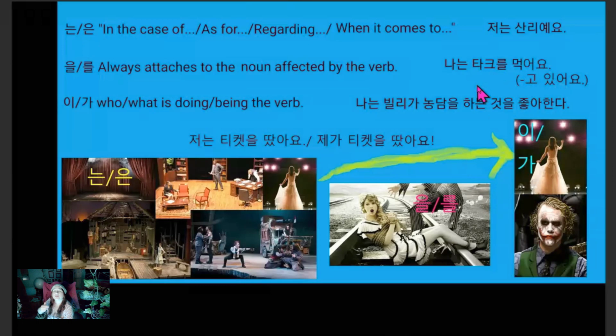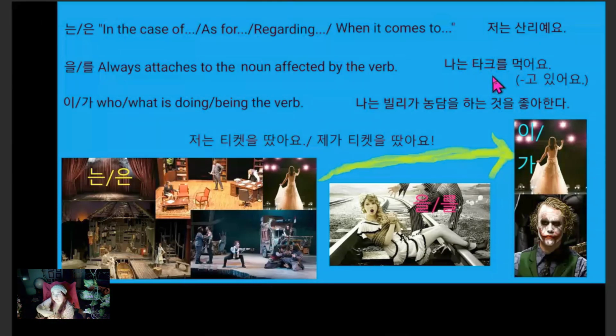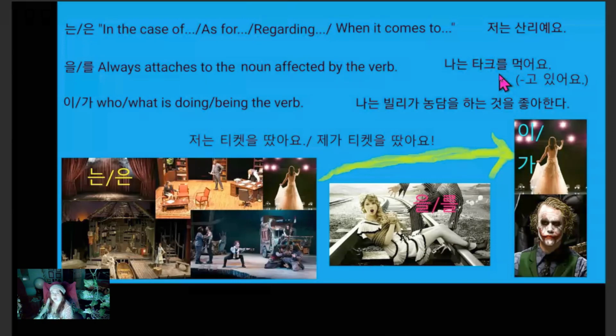나는 타코를 먹어요. I eat tacos. Tacos are the victim of the verb. Poor tacos, because they are what's being eaten. They get the object marker.